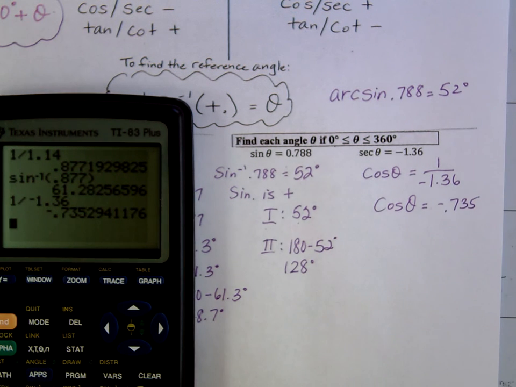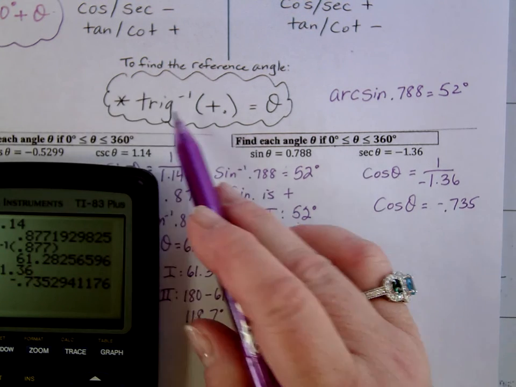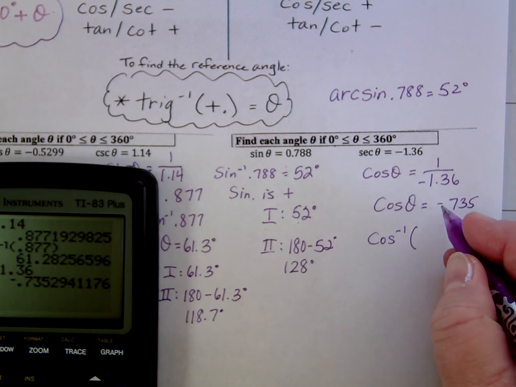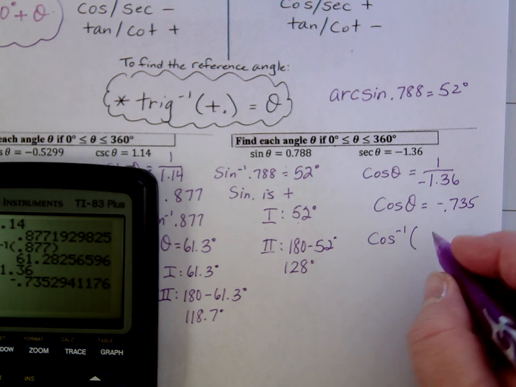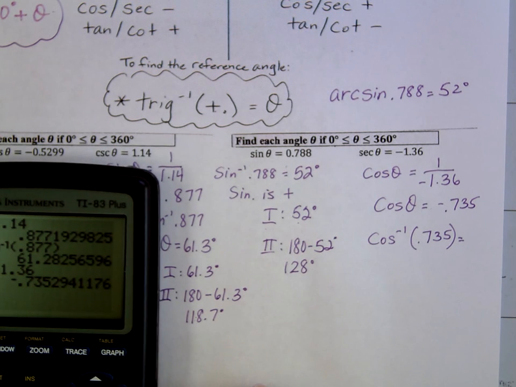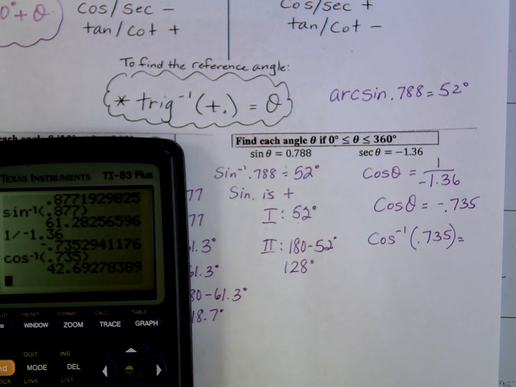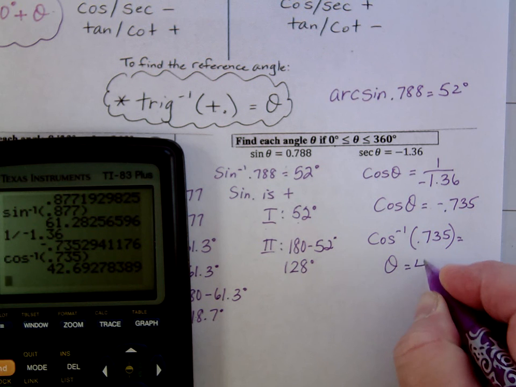Now I'm going to use my rule that says I need to figure out what the trig function to the -1 is. So this is going to be cosine to the -1 of the negative, which I don't put in. Remember from the bubble that we did up here, you're only putting in the positive decimal. So positive 0.735. On my calculator, I want second cosine of 0.735, not the negative. This one gives me 42.69. I'm going to go for 42.7. So my angle is 42.7 degrees.